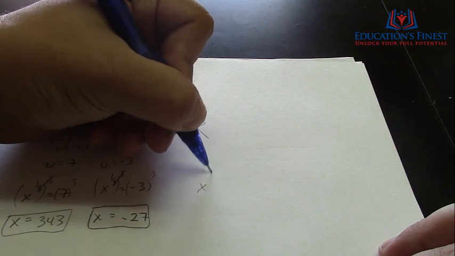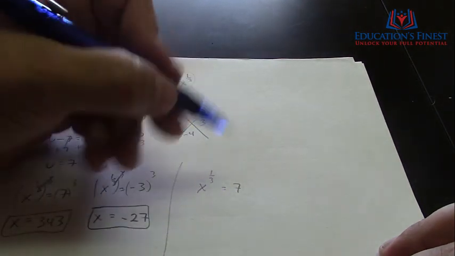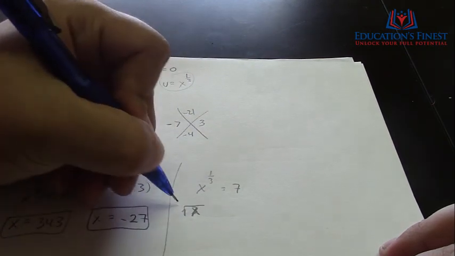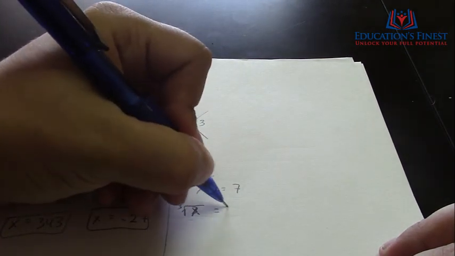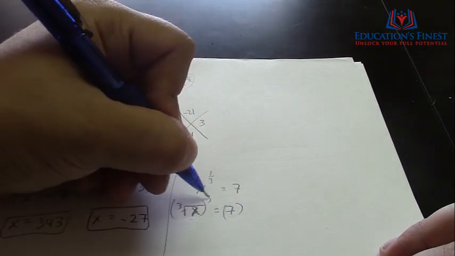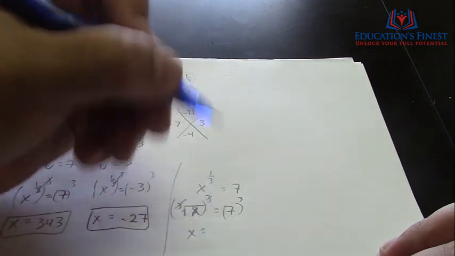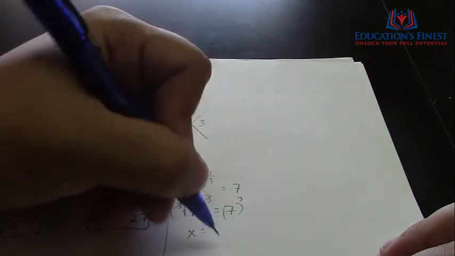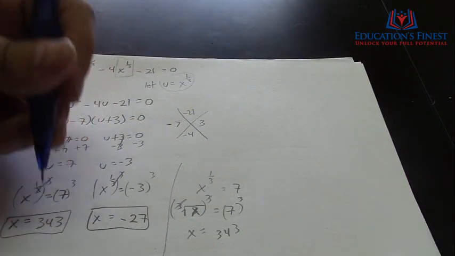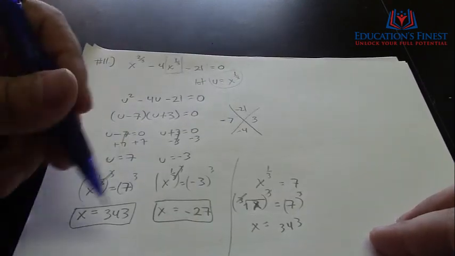Okay? And if this didn't make sense to you, think of it this way. X to the 1/3 equals 7. X to the 1/3 is the same thing as the cube root. The cube root of x equals 7. How do you kill a cube root? By cubing it. So x would equal 7 cubed, which is 343. And you do that same thing for this guy here, and these are your answers.